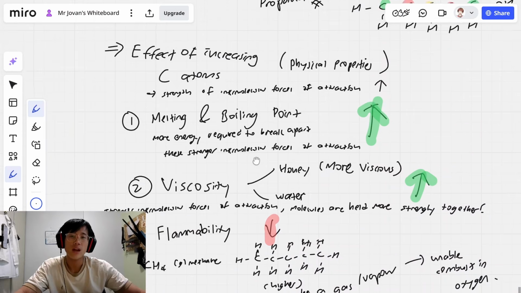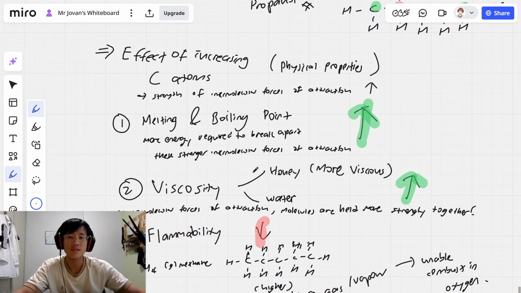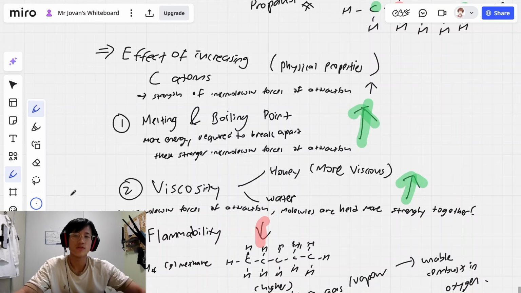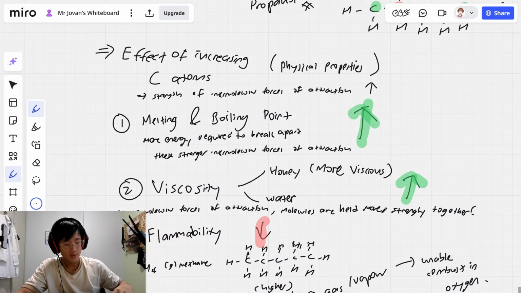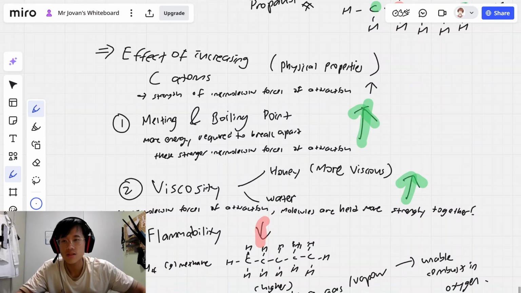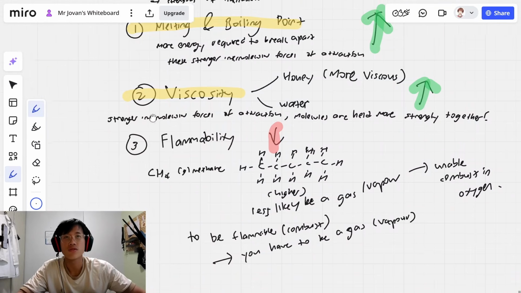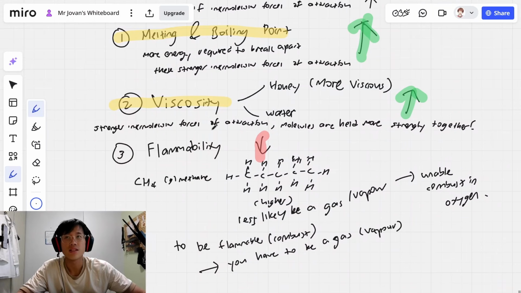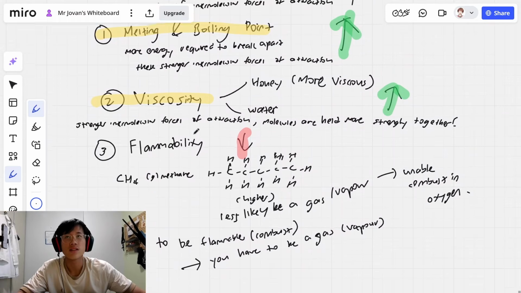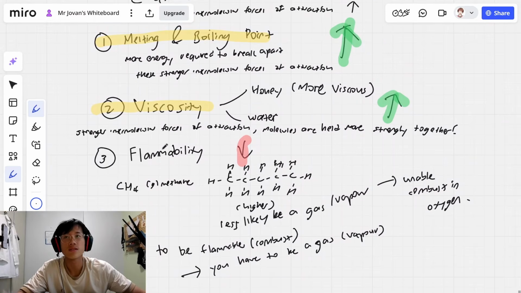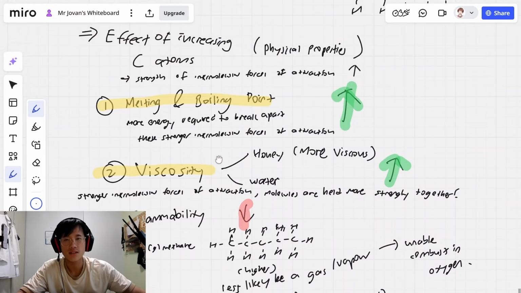So every time the question asks you what happens when I increase the number of carbon atoms, you can give these three points already. Increase melting and boiling point, increase viscosity, decrease flammability. Ideally, you use these two. These two are the best ones. Flammability can be controversial for some examiners, so we can avoid this. But if you cannot remember anything, just put this down. I want you to focus on this and this.